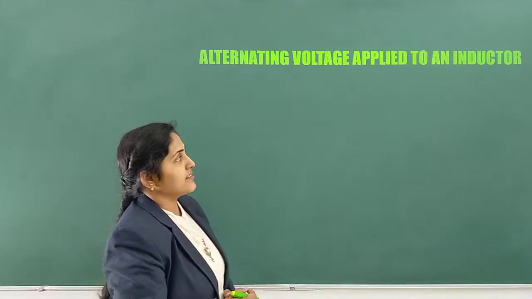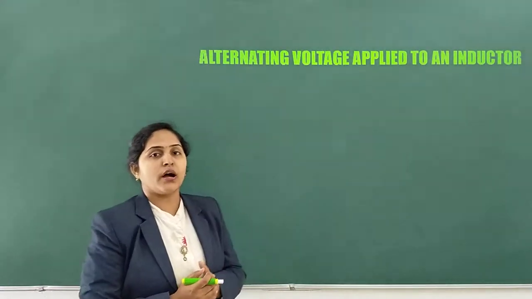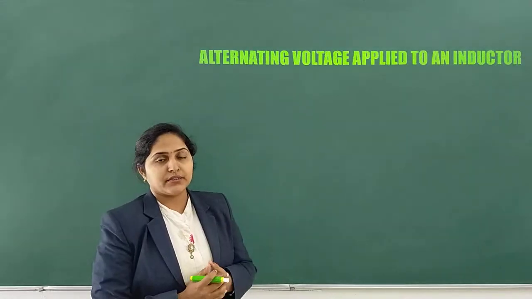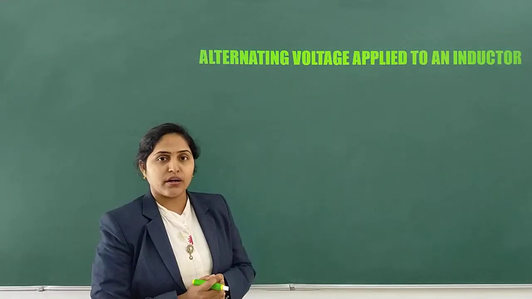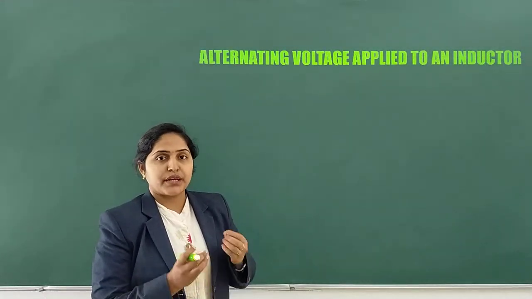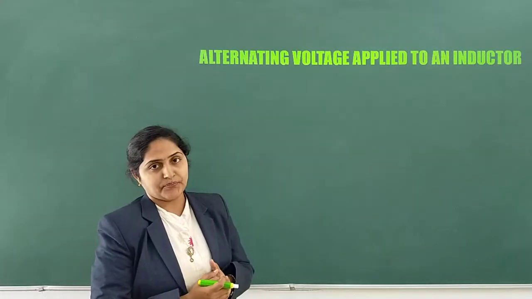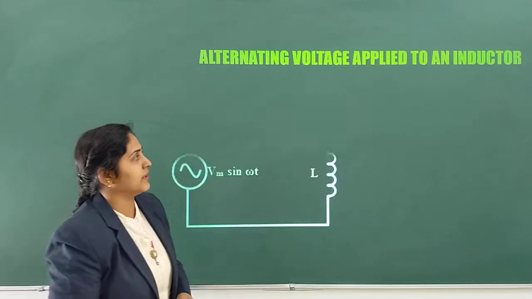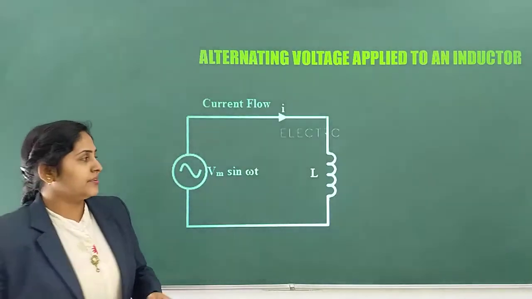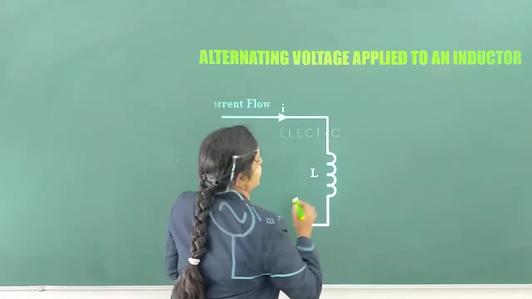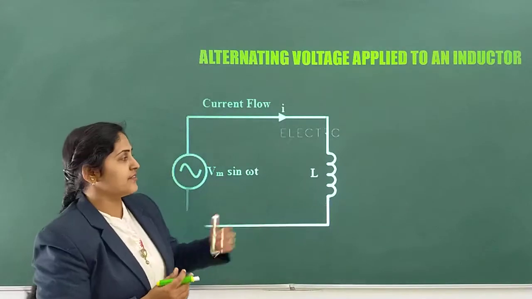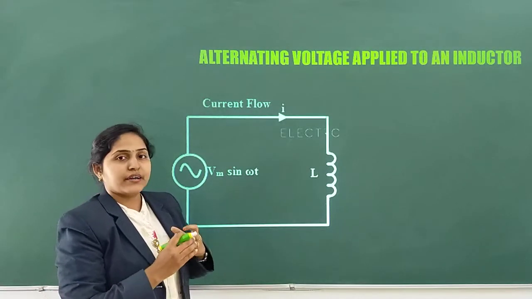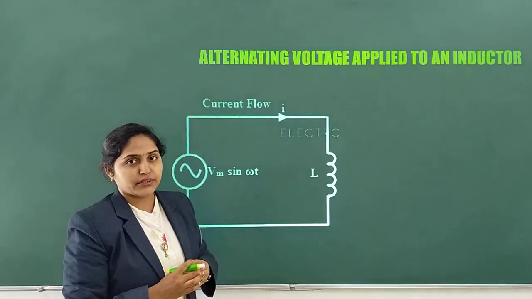Inductor is nothing but a coil. A wire is wound around a coil or metal core, and that is considered an inductor. So you can see the circuit diagram. This is an inductor. It is a simple coil, with a metal core and windings on it.